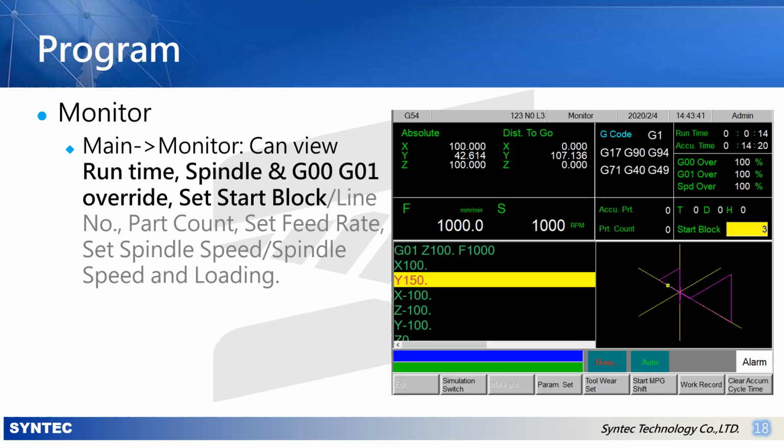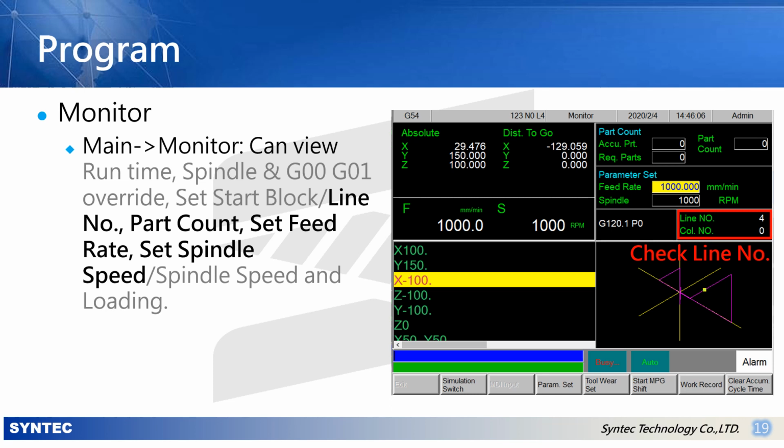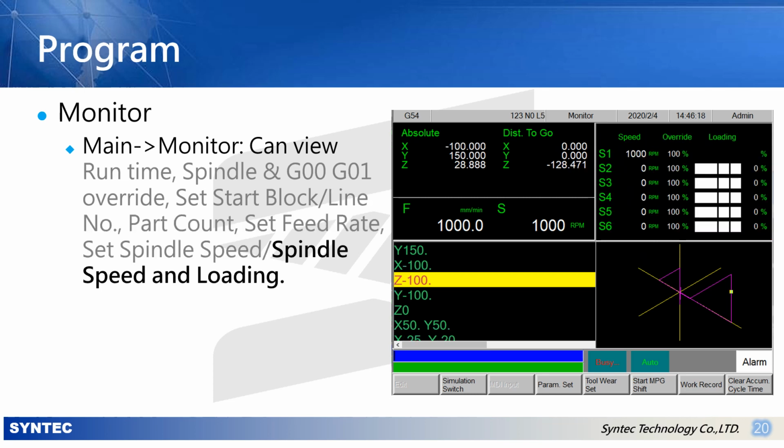To check machine information, press F4 Monitor on main screen, then press F4 Parameter Set to check more information and setting, such as runtime, G00 and G01 override, spindle override, set start block. Press F4 again to check line number, set part counter, set feed rate and spindle speed, and check spindle speed and loading.